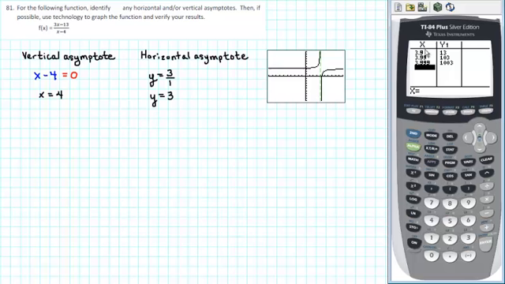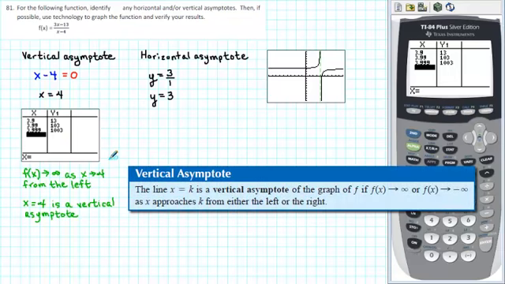Notice that as x approaches 4 from the left, the values of y are increasing, and it appears that they're increasing without boundary. Since f(x) approaches infinity as x approaches 4 from the left, we can safely conclude that x equals 4 is a vertical asymptote of the function.